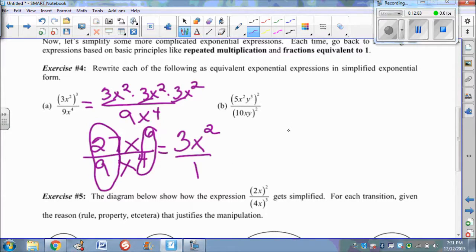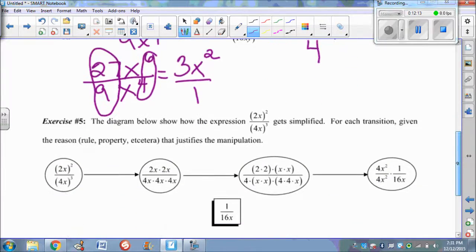Okay? All right, I'm going to give you the answer to this one. Play around with it, and see if you can get that. Divided by 4. Okay, that's the final answer on that one.